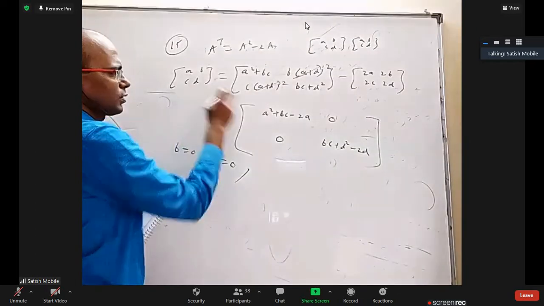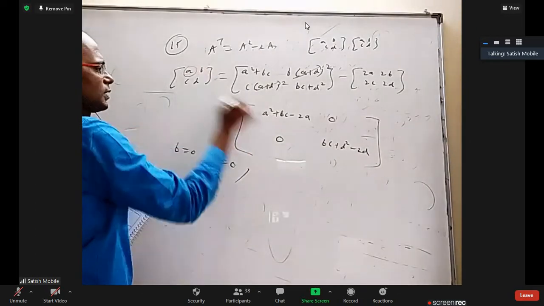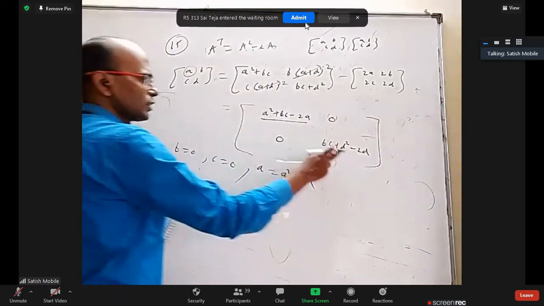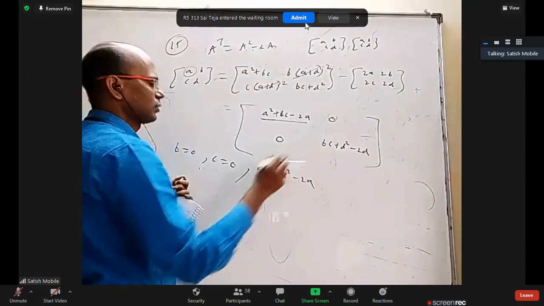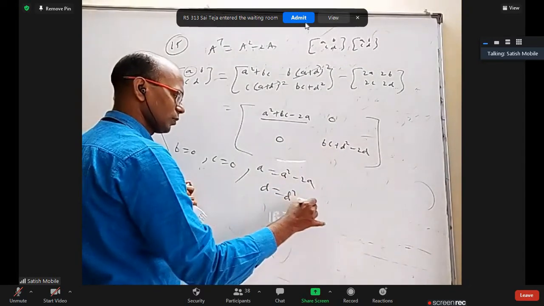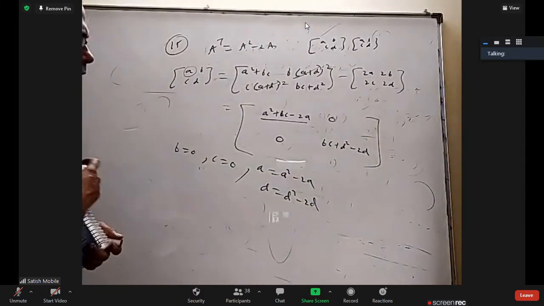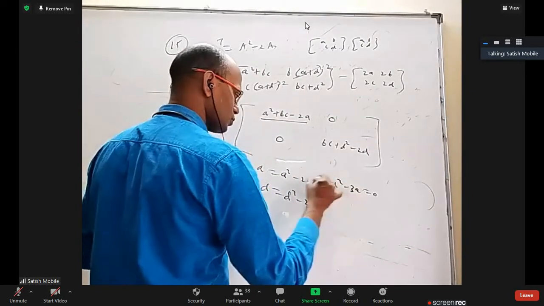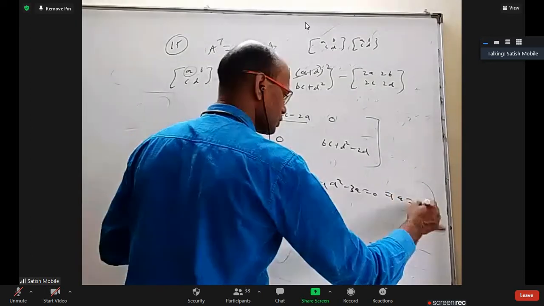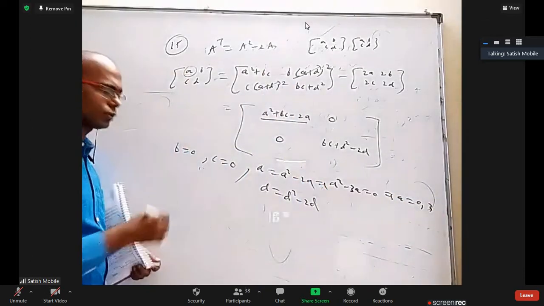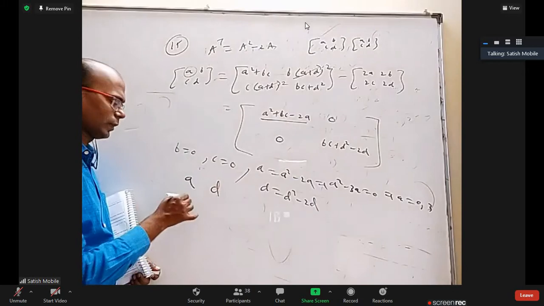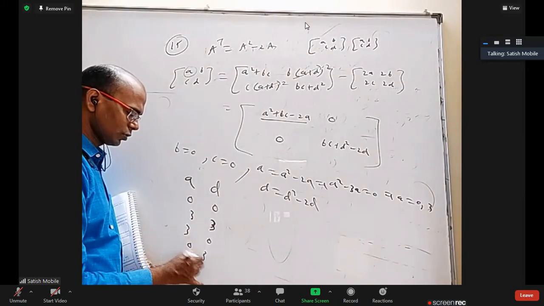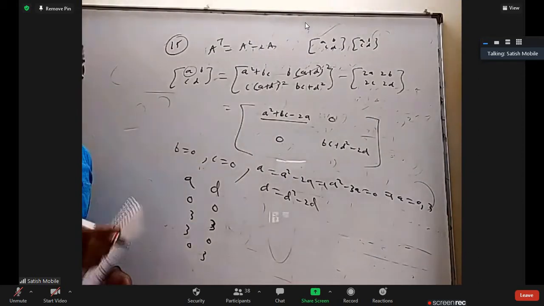And when BC is 0, when I equate these two first, that is this element and this element, I'll get A is equal to A square minus 2A. When I equate these two, C is already 0, this is gone. D is equal to D square minus 2D. Okay, now this is a quadratic equation. A square minus 3A equal to 0. We will get A equal to 0 or 3. D also similar. So total I'll get 4 cases for A and D values: 0, 0; 3, 3; 3, 0; 0, 3. So when I put them back, we'll get 4 such matrices.